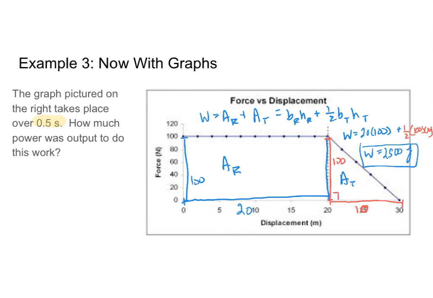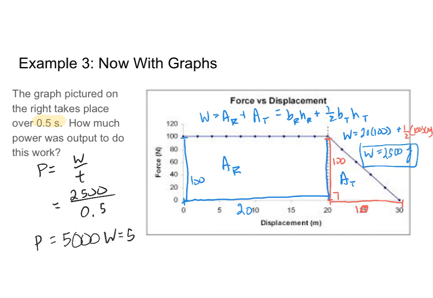So now I'm ready to finish solving my problem. And from here, it should be pretty easy, right? Because power is equal to work over time. My work I have found is 2,500 joules, and my time is 0.5 seconds. Thus, my power output is going to be 5,000 watts, or 5 kilowatts. And there you have it, guys. Now you have learned how to solve power problems involving graphs.